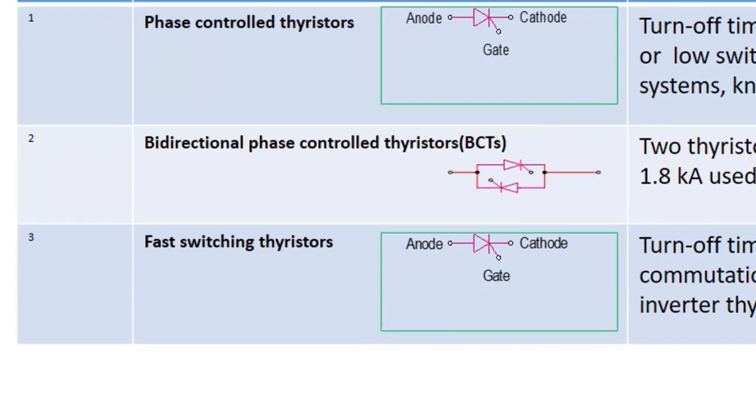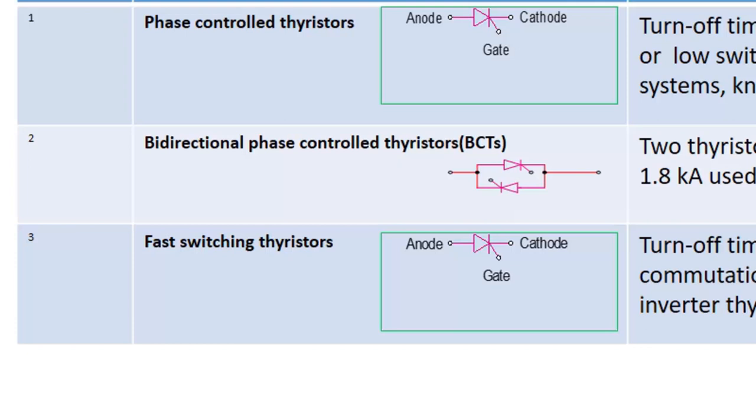Third one is fast switching thyristors. As we know, there are 4 layers and 3 junctions. Because of that, at the time of turning on the thyristor, it takes time to break all the 3 junctions, and at the time of turning off the thyristor, it requires enough time to build all the 3 junctions. So the thyristors cannot be used for high frequency applications.